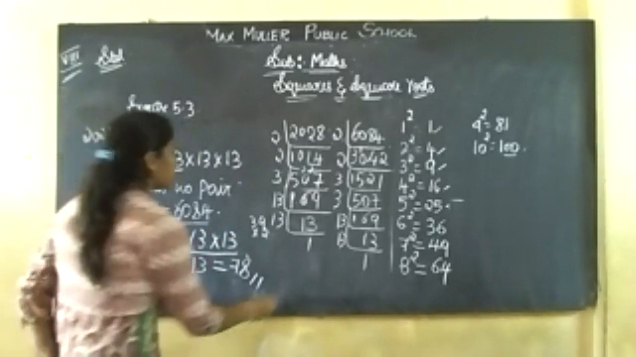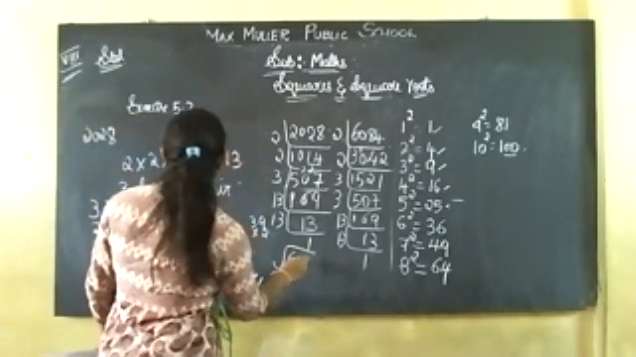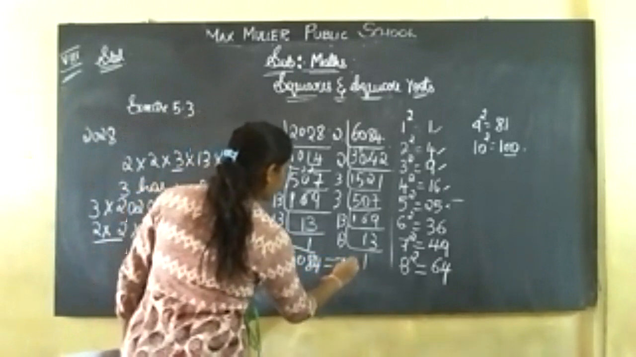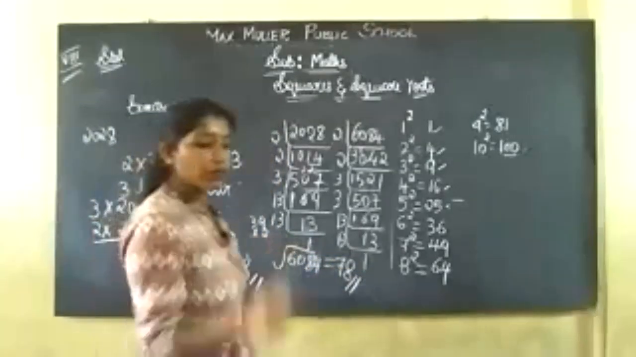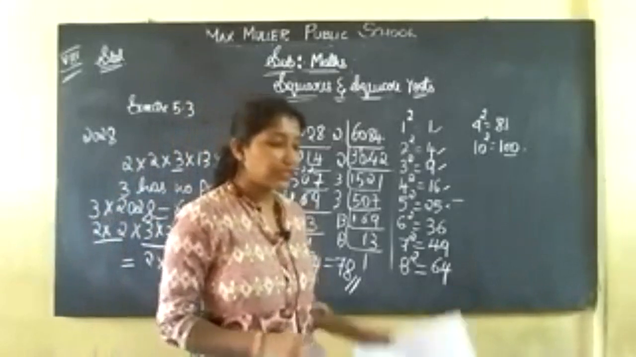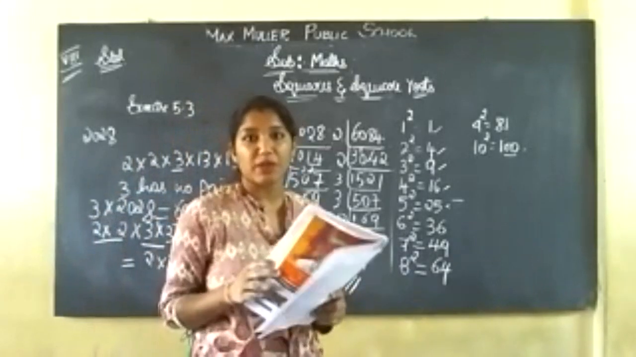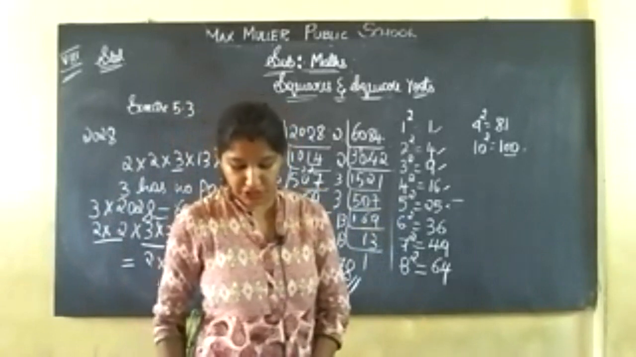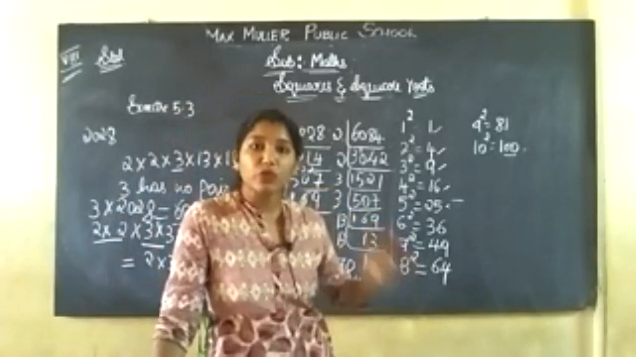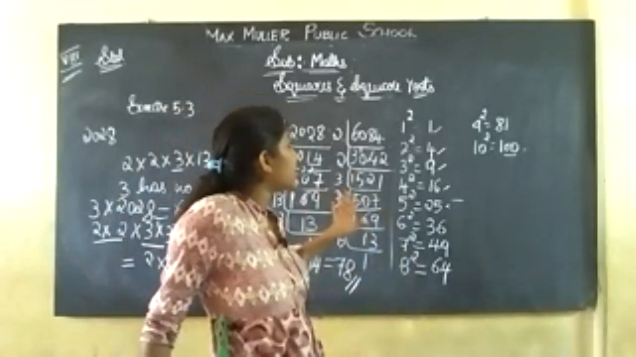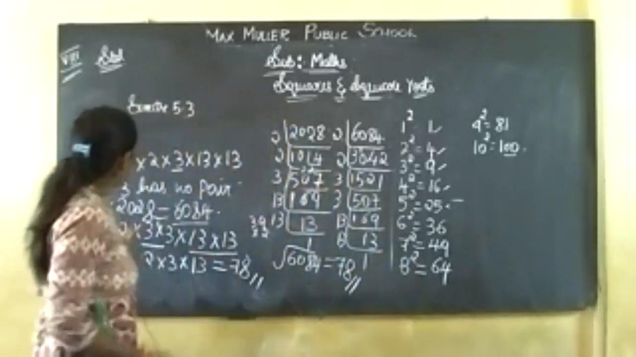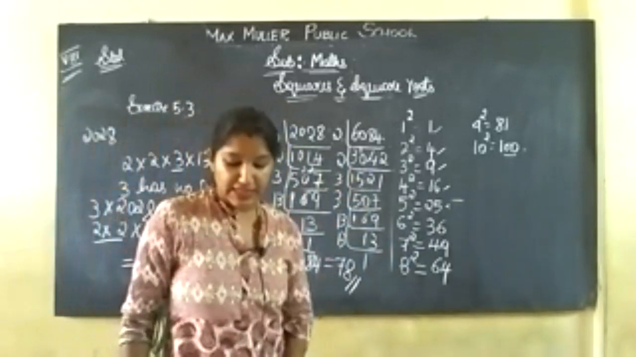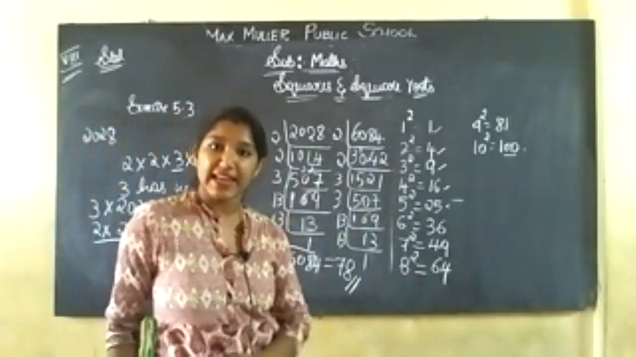Hope all understood this, students. Understood how to solve this problem? Like this, you have to do the rest of the problems as homework. In the next class, I'll be teaching you how to divide. Same like this only, but here instead of multiplying, you have to divide. I'll start that in the next class.